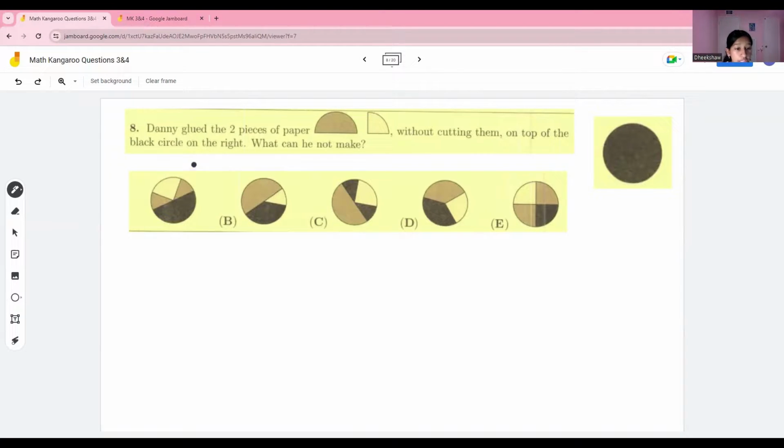So in this picture, the brown half circle is shown. It's just covered by the white quarter of the circle. I'm going to be calling this thing the quarter. So over here, the brown half circle is shown. So this one is a shape that he can make.